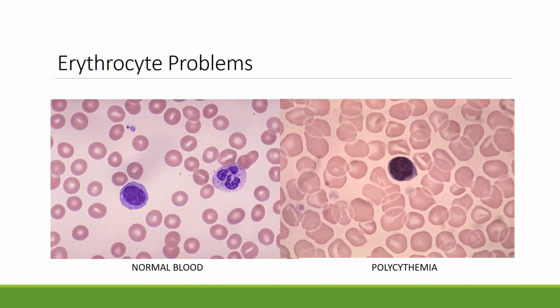Here are two blood slides. The one on the left is normal. The one on the right shows polycythemia. Do you see how many red blood cells there are in comparison to the normal smear? In a minute, we're going to talk about hematocrits, and I'm going to show you the difference between a normal hematocrit and the hematocrit of someone with polycythemia.